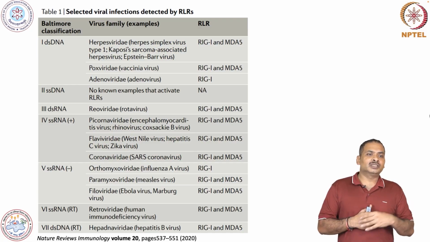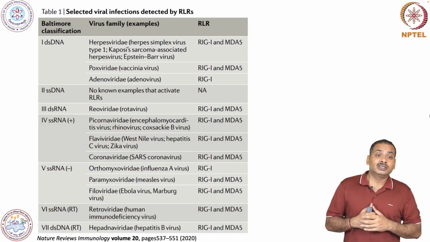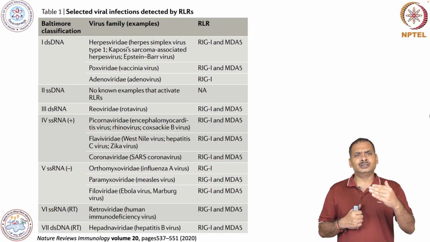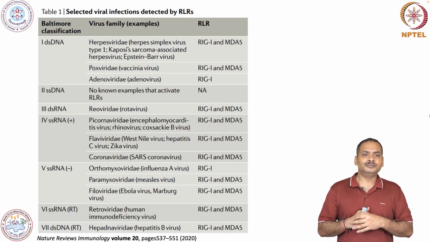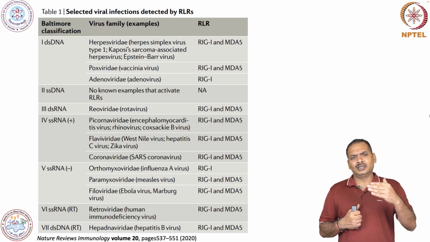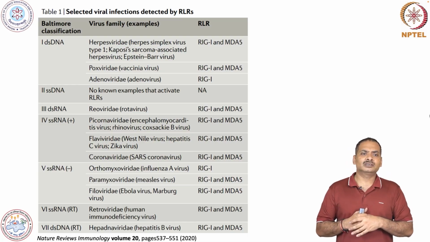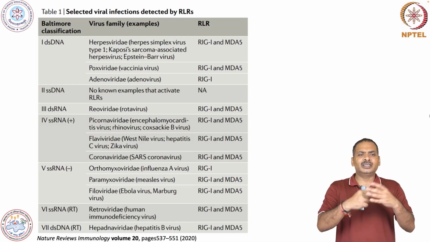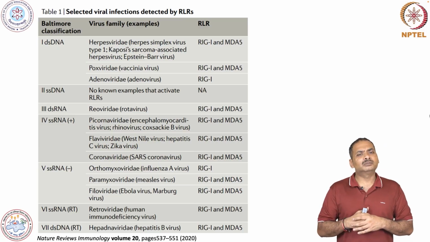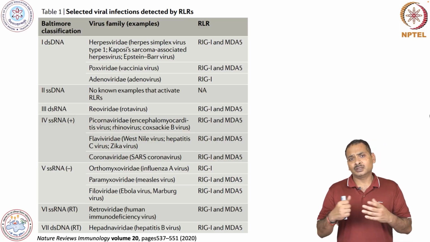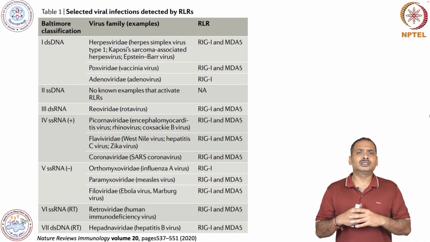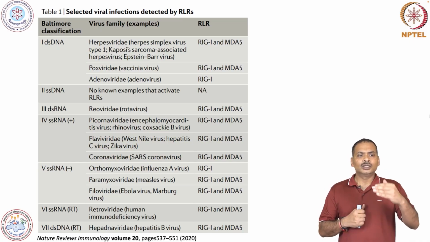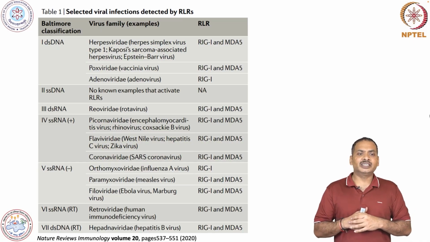Let me take you through each class. So, first is double stranded DNA. In this class there are herpesviridae family viruses. This basically consists of herpes simplex virus, okay, which causes Kaposi sarcoma, and in the same class there is Epstein-Barr virus, okay, which, if you remember or if you have studied, causes Burkitt lymphoma, okay. So these viruses are recognized by RIG-I and MDA5.